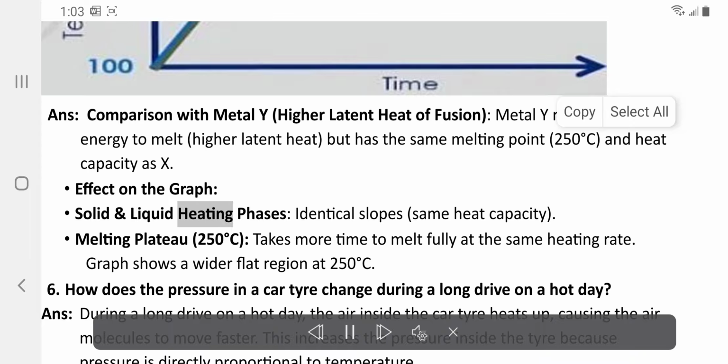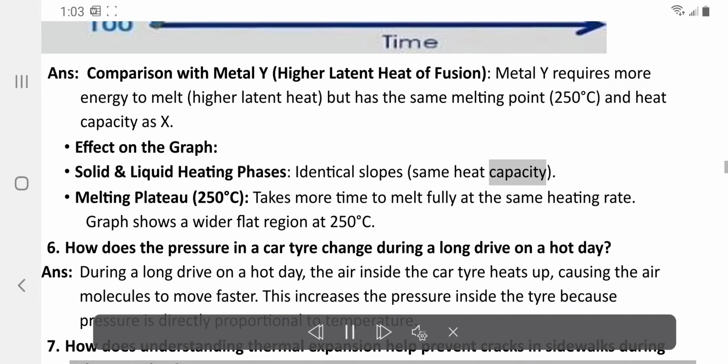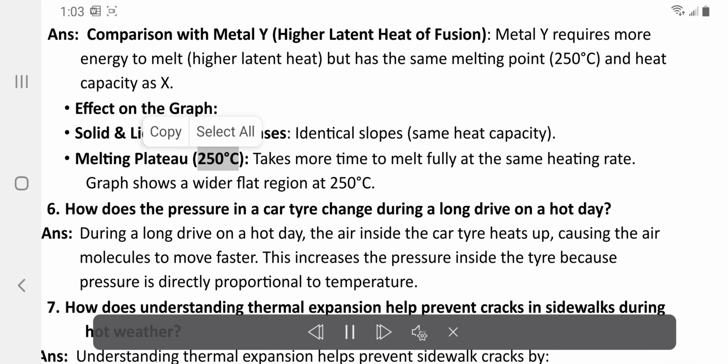Solid and liquid heating phases, identical slopes, same heat capacity. Melting plateau, 250 degrees Celsius, takes more time to melt fully at the same heating rate. The graph shows a wider flat region at 250 degrees Celsius.